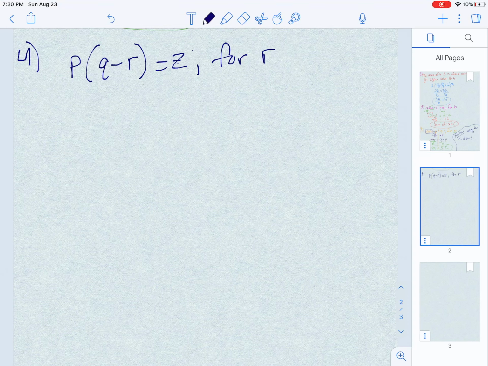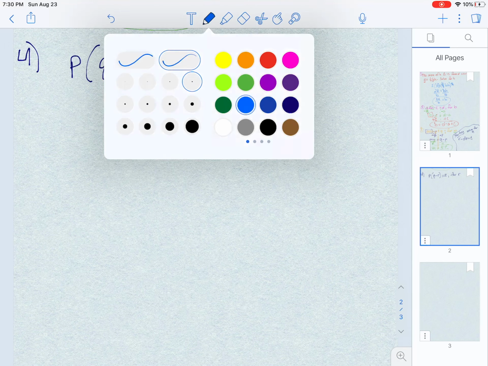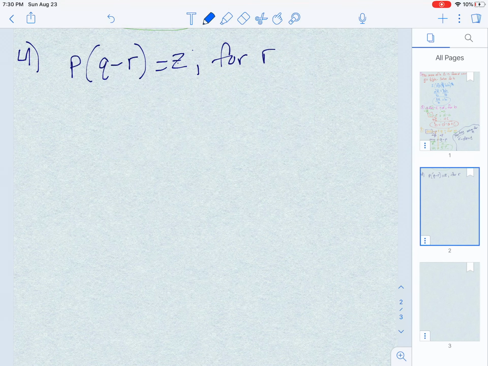What do we always do with the number in front of the parentheses? We distribute. Same thing here, except now we have a p. So we're going to distribute that. So we're multiplying. Well, how do we show two variables are multiplying? We write them next to each other. So we have pq, and p times negative r would be minus pr.